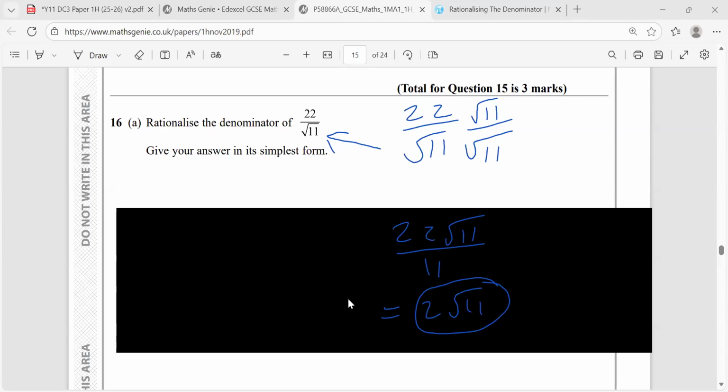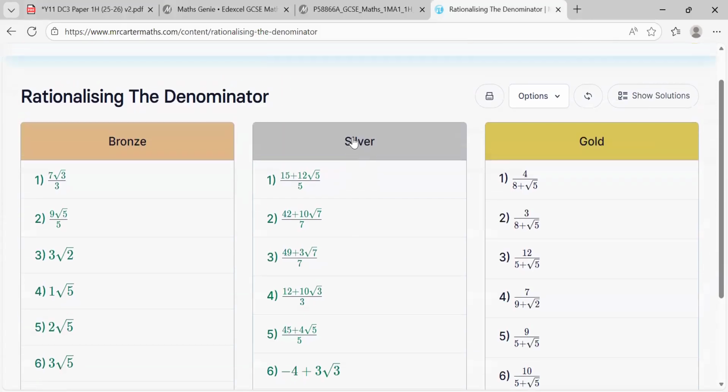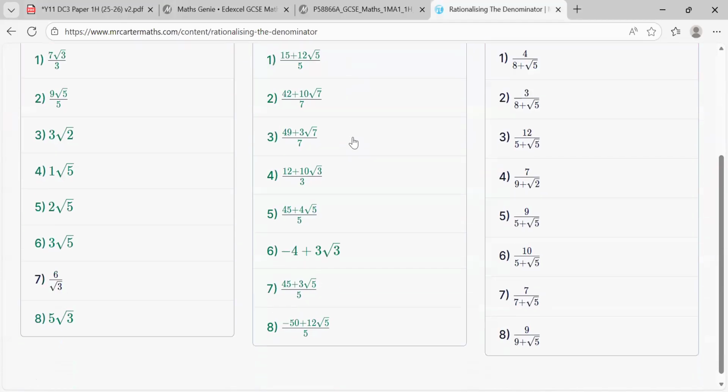All right, let's move on to the next one. Now we are going to be looking at rationalizing the denominator where it's a little bit more complicated. All right, so this is what we are looking at, the gold questions now.